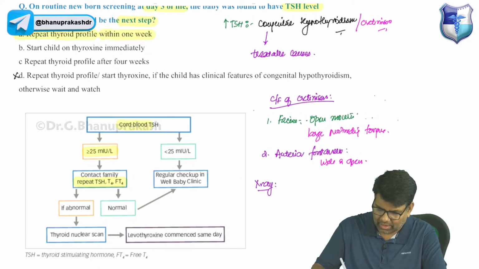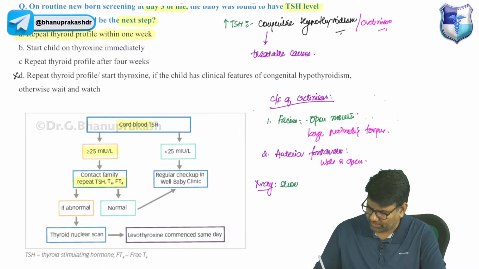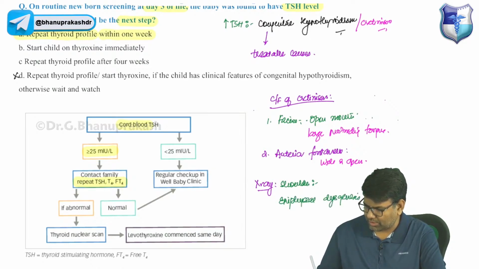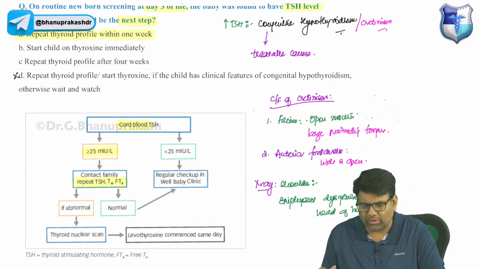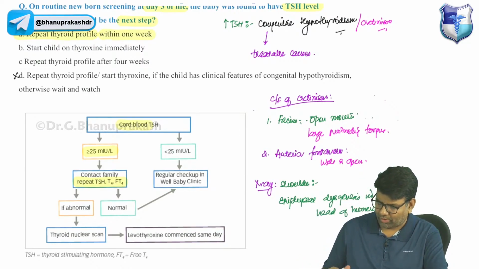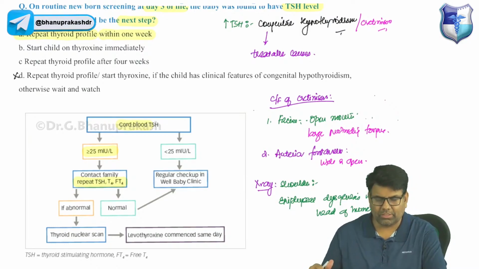suppose you are taking an X-ray of the shoulder, what will you see? You will see epiphyseal dysgenesis, especially in the head of the humerus. So just remember these 3-4 points for cretinism, which is a treatable cause of mental retardation.